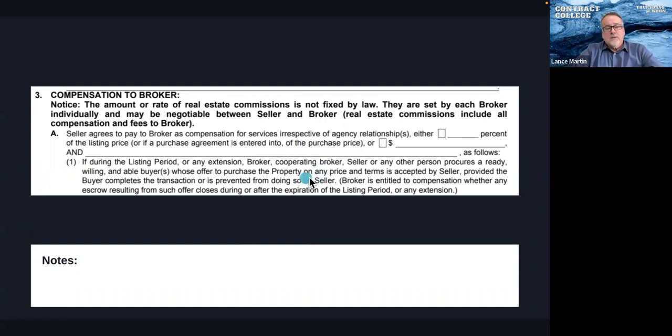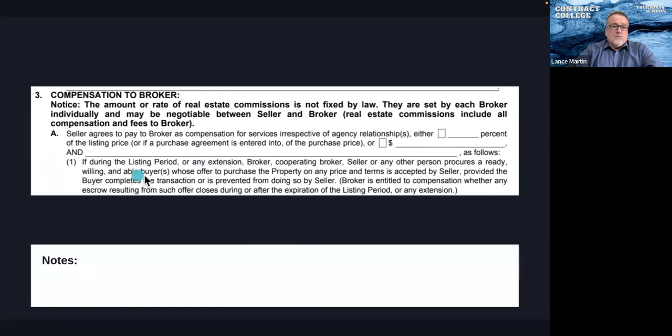The cooperating broker, that's anybody other than us. When it goes into the MLS, again, RE/MAX is going to see it. Berkshire Hathaway is going to see it. So that's who they're referring to when they use the word cooperating broker: any of the other agencies that are going to have access to the property on the MLS.